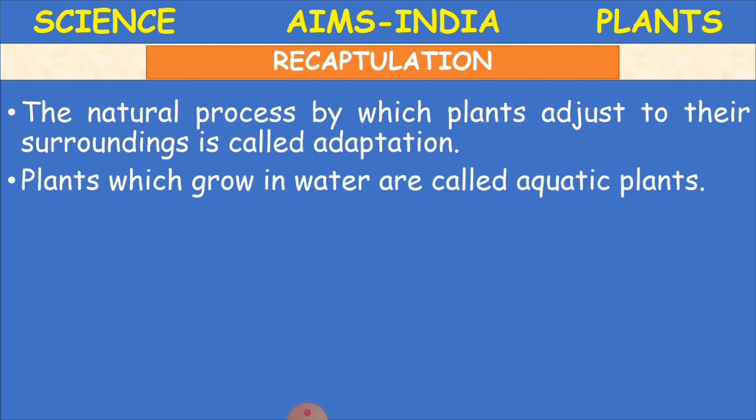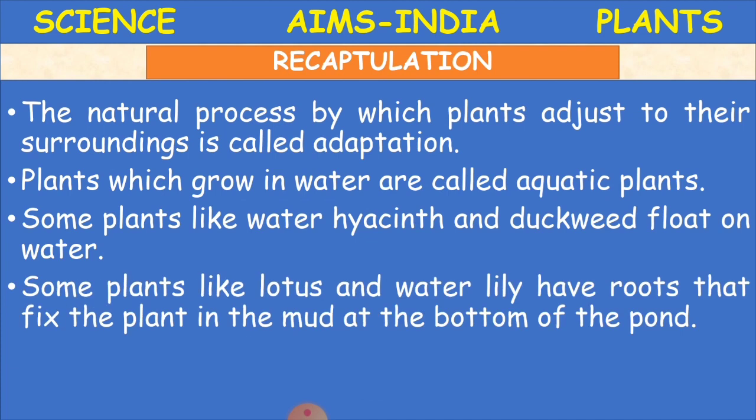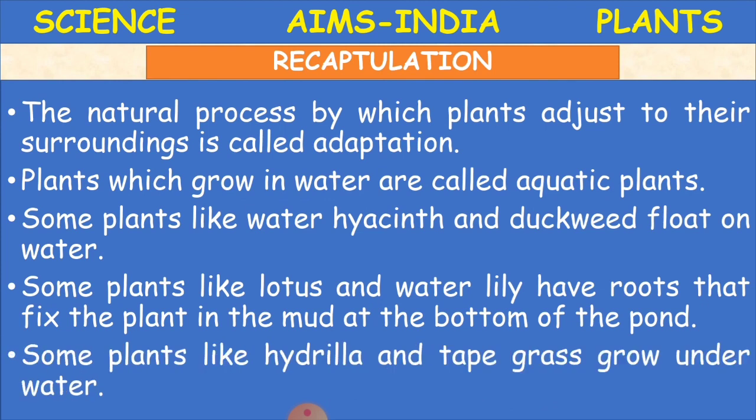The natural process by which plants adjust to their surroundings is called adaptation. Plants which grow in water are called aquatic plants. Again we said there are 3 types of aquatic plants here. What are they children? Floating, fixed and underwater plants. Some plants like water hyacinth and duckweed float on water. Some plants like lotus and water lily have roots that fix the plant in the mud at the bottom of the pond. Some plants like hydrilla and tape grass grow under water.